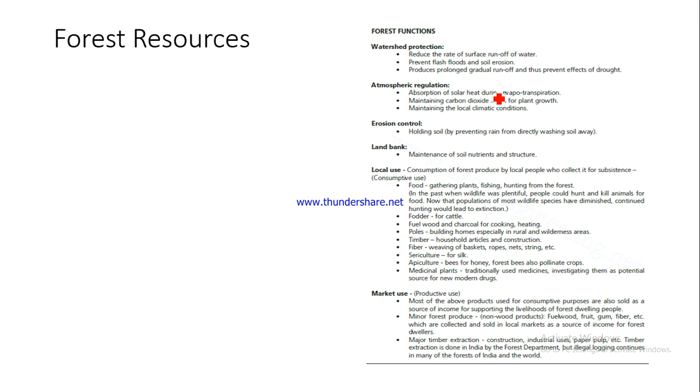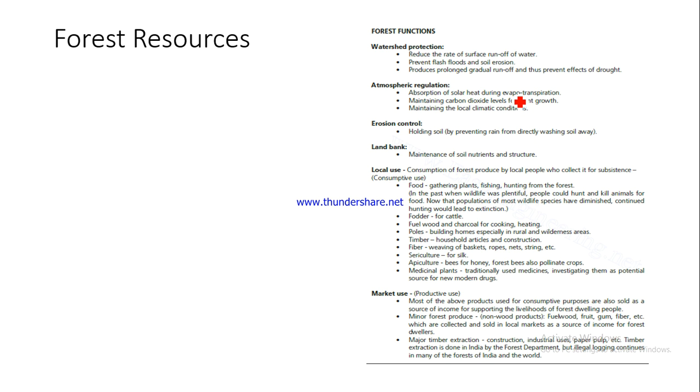I hope you remember that we had talked about transpiration. What happens in transpiration? The water available in the trees, in the plants, gets converted to vapor, and then it rises up in the atmosphere and forms clouds. Now, to form these clouds and to convert the water into water vapor, naturally you require heat. So where is this heat taken from? The heat would be taken from the solar energy.